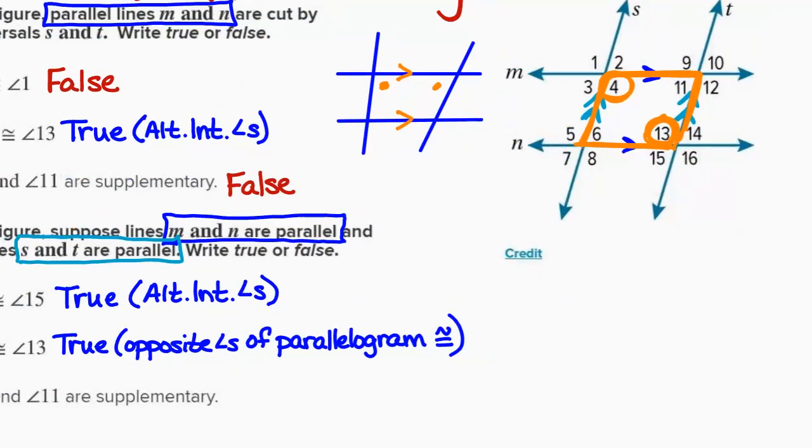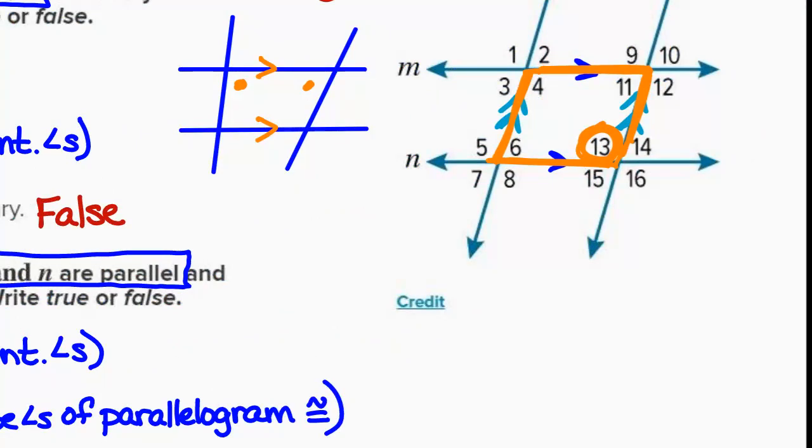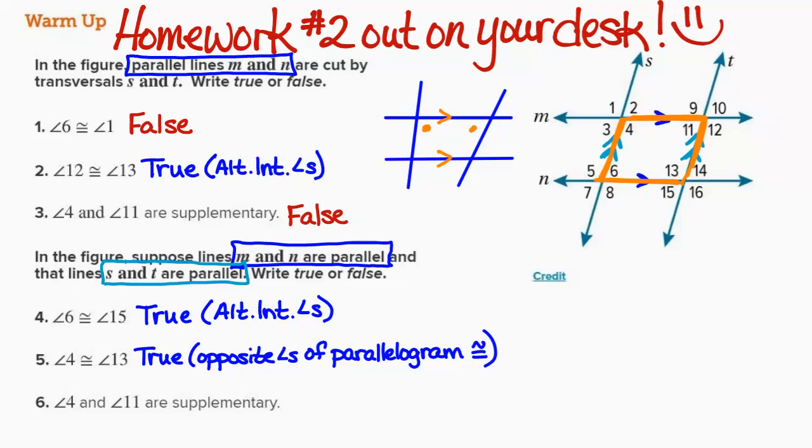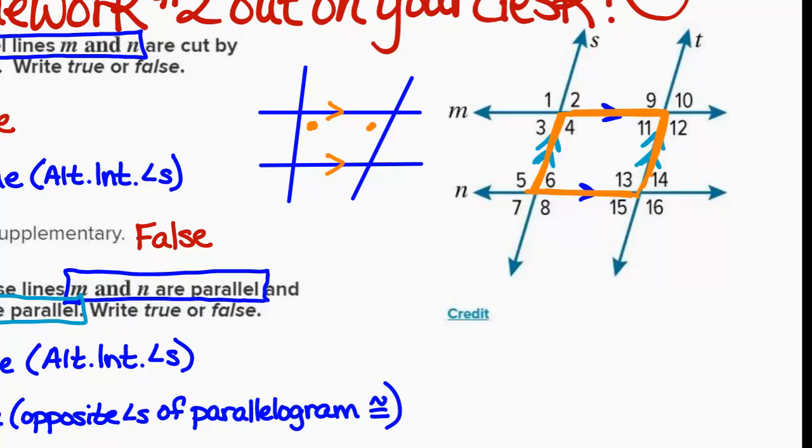And now the last question. The last question is exactly the same as what other question on here? Number 3. Same exact question. But for number 6, I have, remember, additional information. I know that not only are M and N parallel, but I know that S and T are parallel. So we have this parallelogram in here. And I want to know about angles 4 and 11.